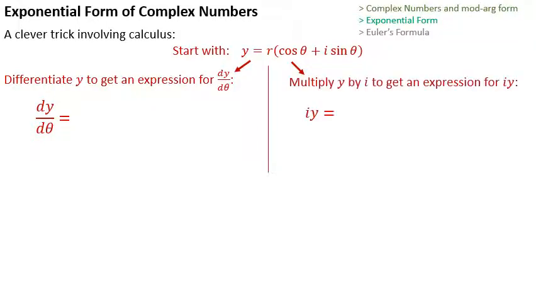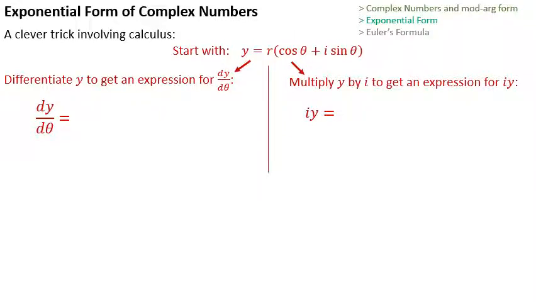The second thing I want you to do, independently of that, is to multiply your expression for y by i. So you're not doing the derivative multiplied by i, you're doing the original expression, r cos theta plus i sine theta, multiplied by i. And you could just put an i in front, of course, but I'd like you to simplify it a bit and then see what you notice. Pause the video at this point, see what you come up with, and then I'll show you where we go next.